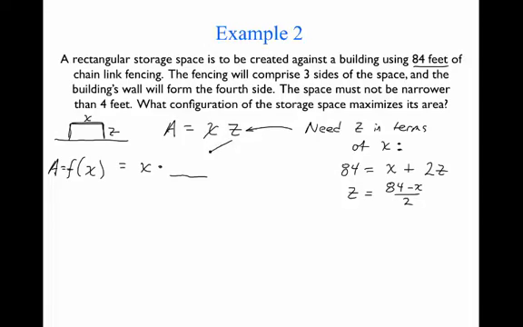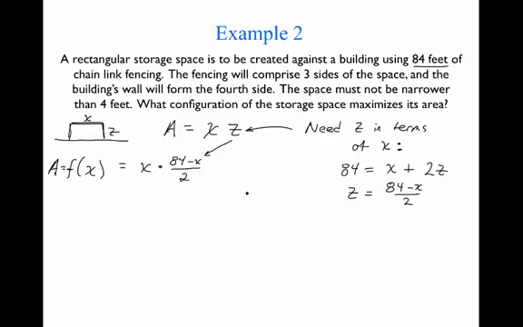So now we know what z is. What is z? 84 minus x over 2. Is our function done yet? What's missing from our function?